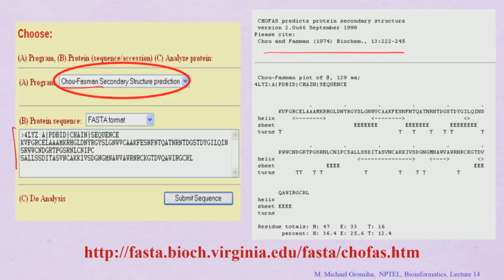And finally, you can see this region is the helix, this is what we discussed now, the predicted ones, and then you can see this is a strand region and this is a turn region. So, finally, you can use this server to predict the secondary structures based on Chou-Fasman methods.